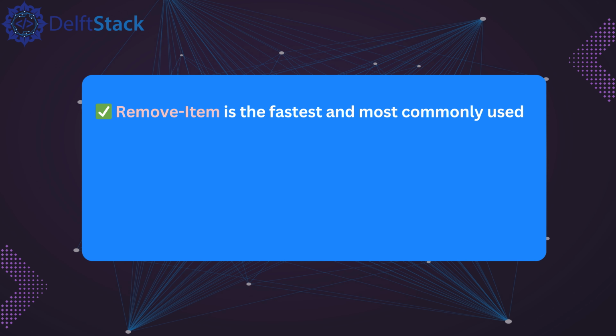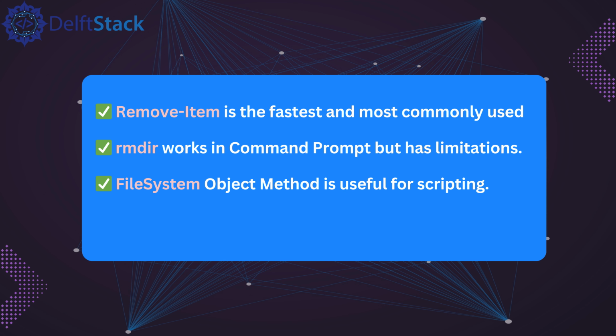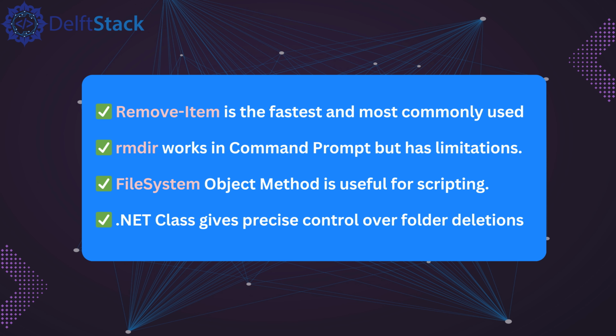Let's quickly recap what we covered today. Remove-Item is the fastest and most commonly used method. rmdir works in Command Prompt but has limitations. The FileSystemObject method is useful for scripting. The .NET class gives precise control over folder deletions.